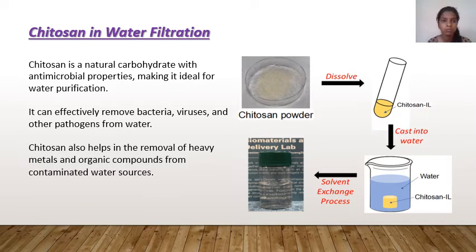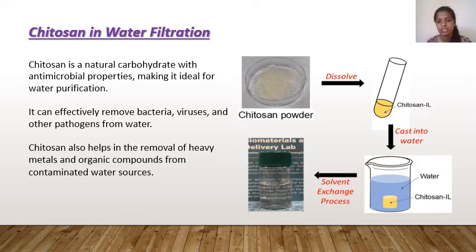Next is chitosan in water filtration. What is chitosan? Chitosan is a natural carbohydrate with antimicrobial properties, making it ideal for water purification. It can effectively remove bacteria, viruses, and other pathogens from water. Chitosan also helps in the removal of heavy metals and organic compounds from contaminated water sources.